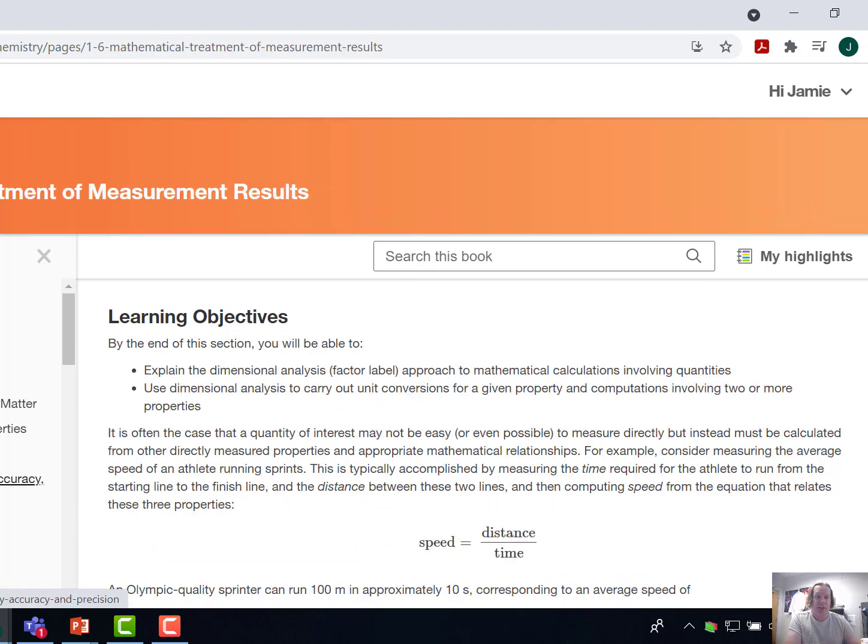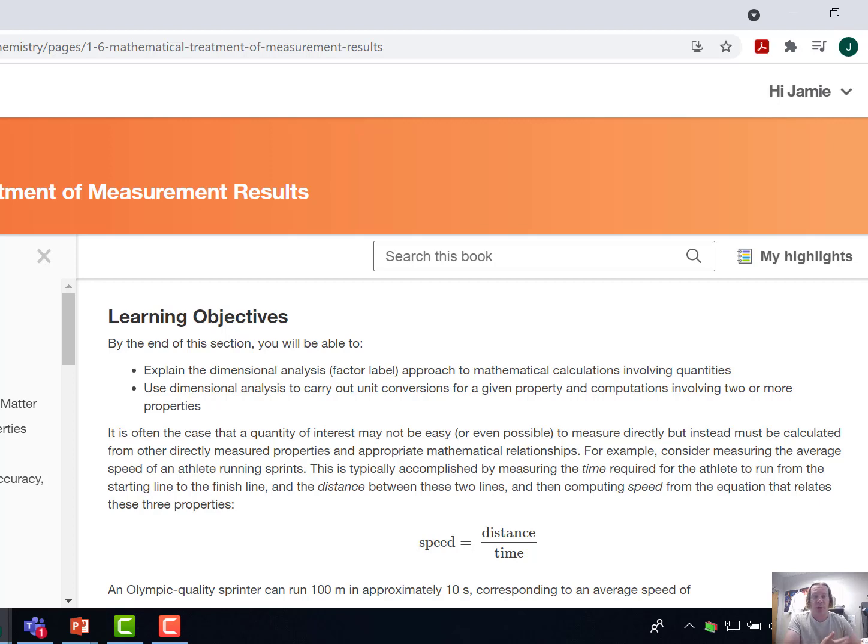We also did 1.6, mathematical treatment of measurement results. We also covered this during lab time, and this is for a different reason. This is something we could have done as part of a lecture. However, this is very, very important material, and that is why I wanted to do this in person. This is probably the most important section of the semester.